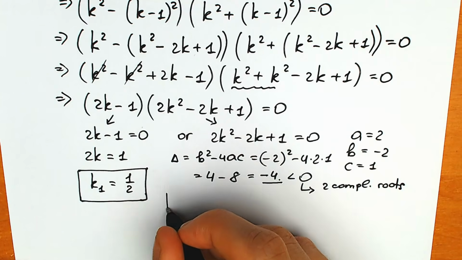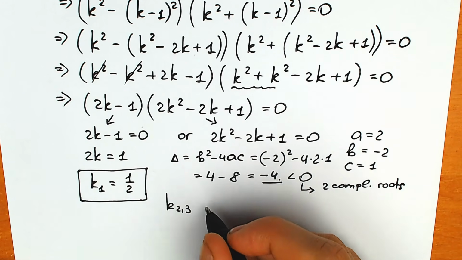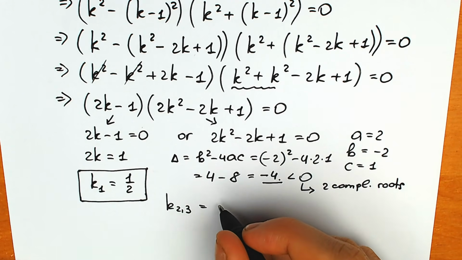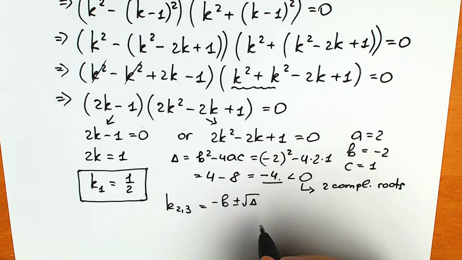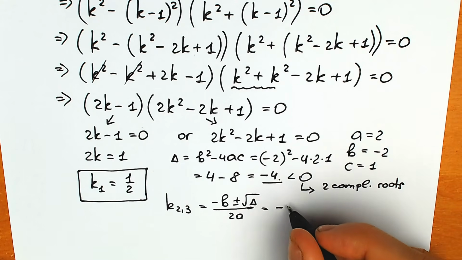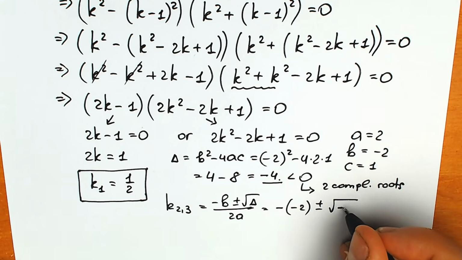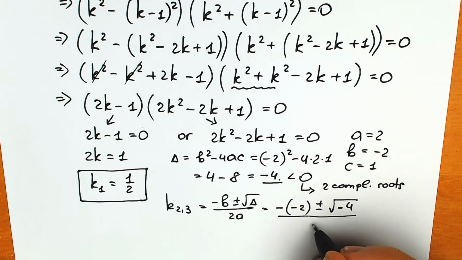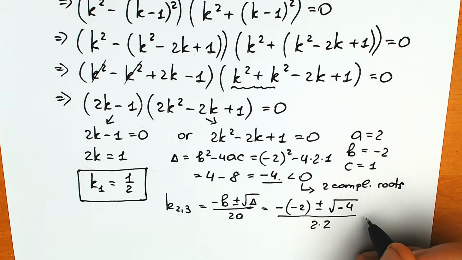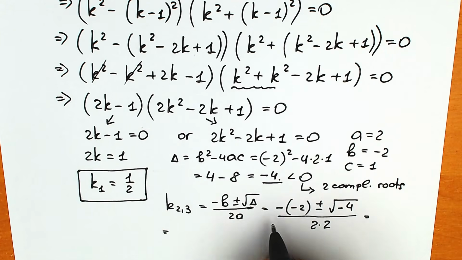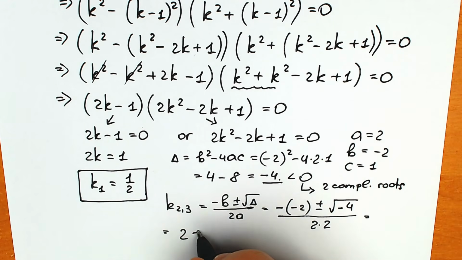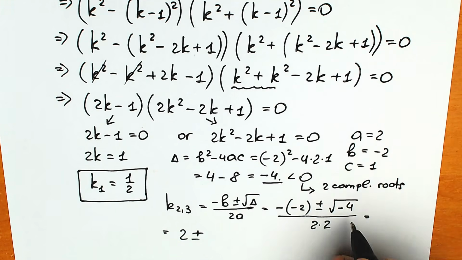So let's solve it. So we have k second and k third equal to the well-known formula. I hope you know it. Minus b plus minus square root of discriminant, all over 2a. So we have minus minus 2 plus minus square root of minus 4, over 2 times 2. Okay, equal to, what do we have? Minus minus 2, we have 2 plus minus square root of minus 4.